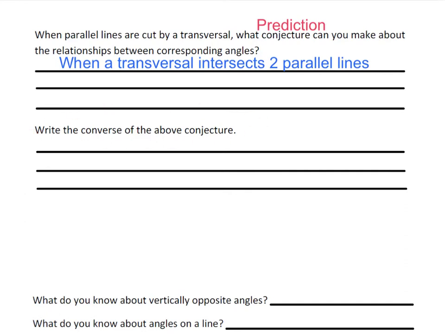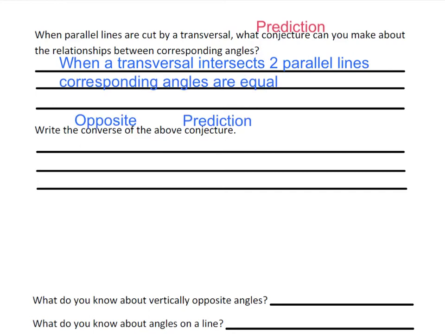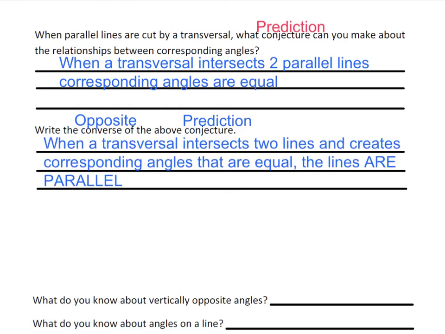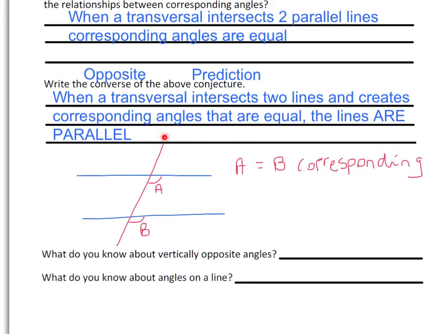Write the converse of the above conjecture. So what does that mean? Well, that means write the opposite of the above prediction. Basically, when a transversal intersects two lines and creates corresponding angles that are equal, the lines have to be parallel. If we look at a diagram here, we have a transversal and two lines. If A equals B and they're corresponding, these two lines right here have to be parallel to each other.